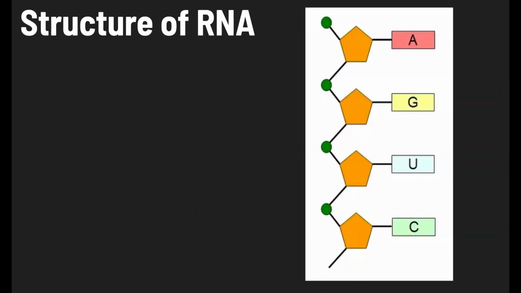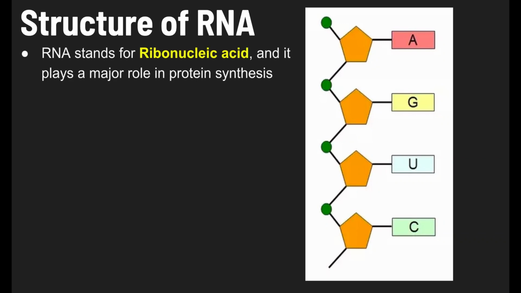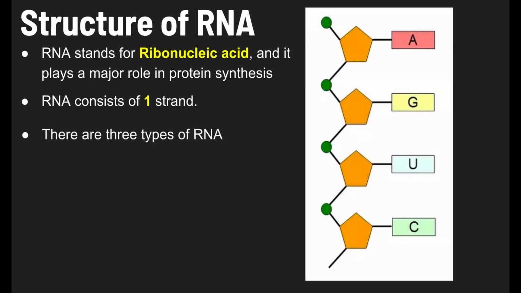Okay, so that was the structure of DNA. Let's finish up by talking about the structure of RNA. So RNA stands for ribonucleic acid, and RNA plays a major role in protein synthesis, which is how proteins get made in the cell. Now, RNA consists of just one strand. DNA consisted of 2 strands, but RNA consists of only 1. And you can see that one strand in this picture.